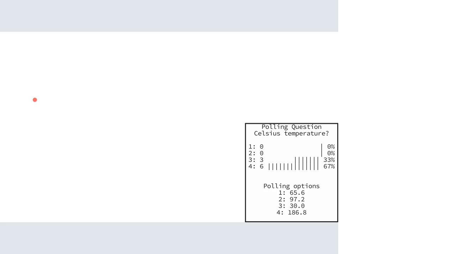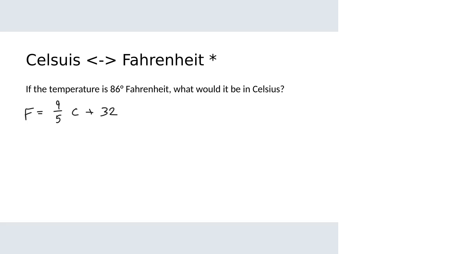All right, let's see where we are on this one. Okay, pretty strong agreement. That's usually a good indicator. Let's take a look at this one. What this question said is, if the temperature is 86 degrees Fahrenheit, what would it be in Celsius? So we've been given the Fahrenheit, and what we're trying to find is the Celsius. So what we're going to plug in for here is the Fahrenheit. We know that it's 86 degrees Fahrenheit, and what we're after is what Celsius temperature would go with that.